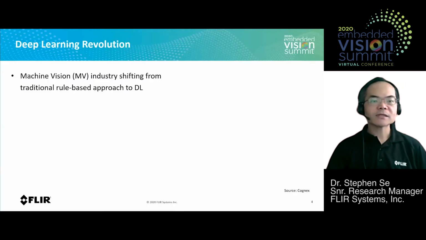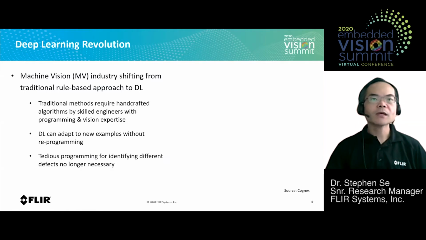Deep learning is now revolutionizing the machine vision industry. The machine vision industry is shifting from the traditional rule-based approach to deep learning. Traditional methods require handcrafted algorithms by skilled engineers with programming and vision expertise. Deep learning can adapt to new examples without reprogramming. Therefore, tedious programming for identifying different defects is no longer necessary.